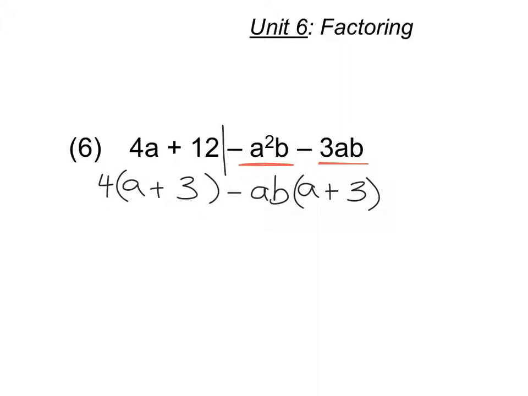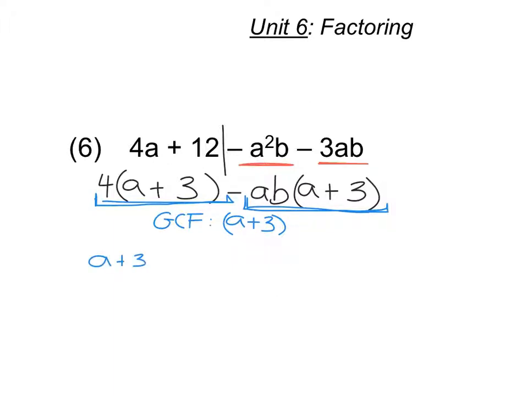Now my GCF would be A plus 3, because it's common to each part. I have one in this term, I guess you can call it, and one in that term. So if I pull out the A plus 3, just withdraw it right from the entire expression, I'm going to be left with a 4 and a negative AB.